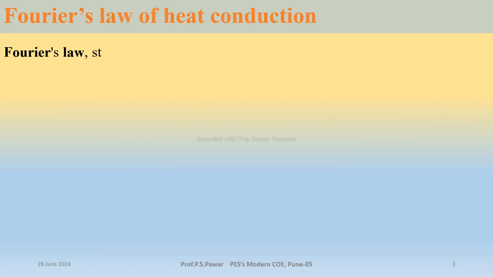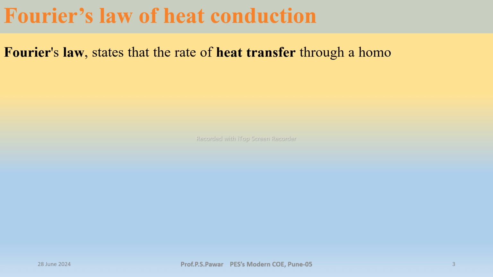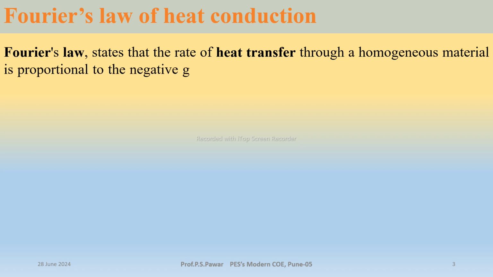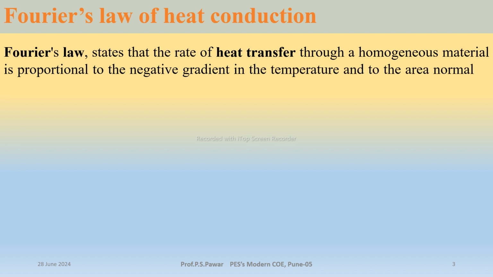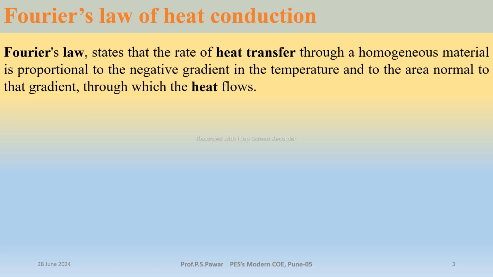Now we'll go for the statement of Fourier's law of heat conduction. Fourier's law states that the rate of heat transfer through a homogeneous material is proportional to the negative gradient in the temperature, and it is proportional to the area normal to that gradient through which the heat flows.